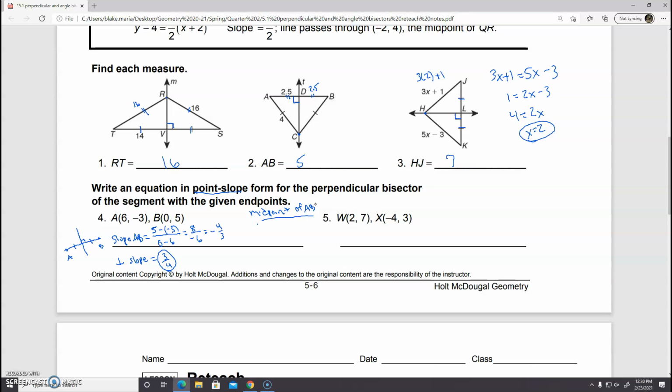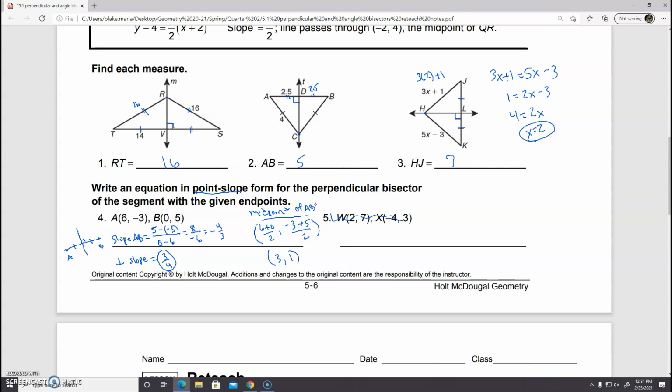So remember, midpoint is add your x's, so 6 plus 0, cut it in half, and add your y's, -3 plus 5, cut it in half. So 6 cut in half is 3, and 5 minus 3 is 2, divided by 2 is 1. So there's my slope, there's my point.